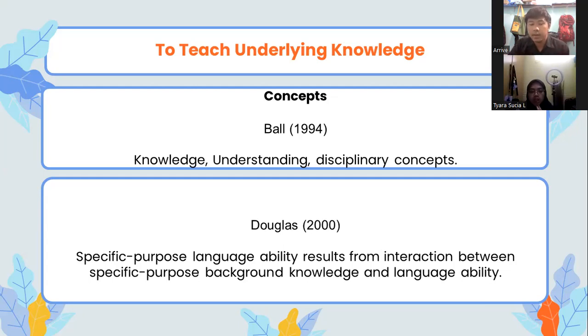Here, Douglas 2000 said specific purpose language ability results from the interaction between specific purpose background knowledge and language ability. So the background knowledge that we have is mixed with the language ability that we have, and these two go toward the same purpose, just like that.